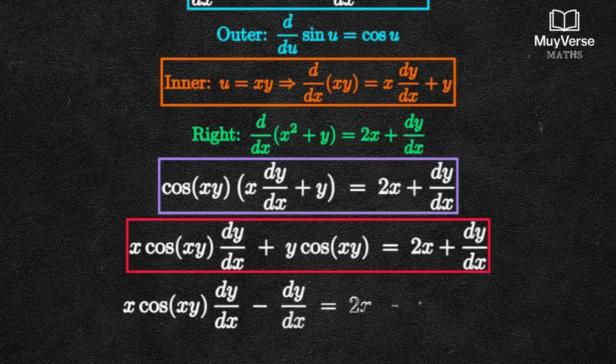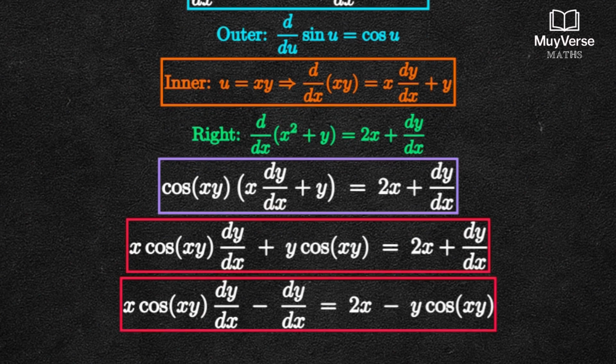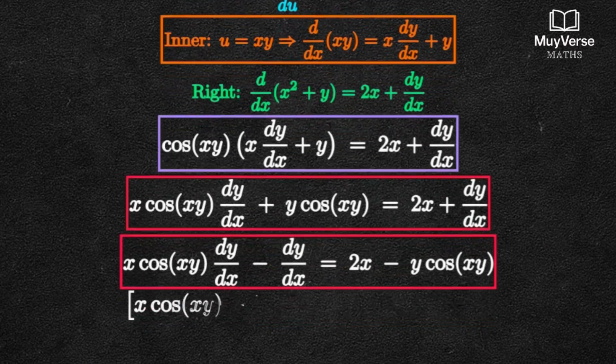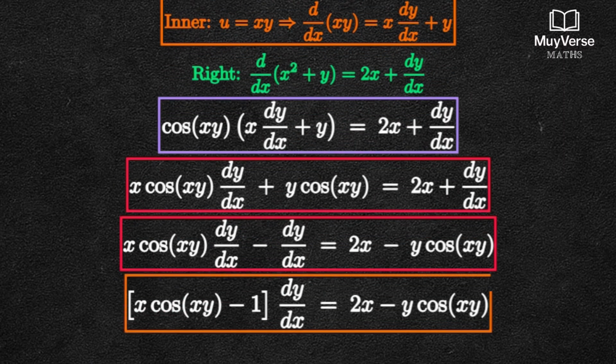Bring all dy/dx terms to the left, and constants to the right. x cos(xy) dy/dx minus dy/dx equals 2x minus y cos(xy). Now factor out dy/dx. The bracket x cos(xy) minus 1 times dy/dx equals 2x minus y cos(xy).